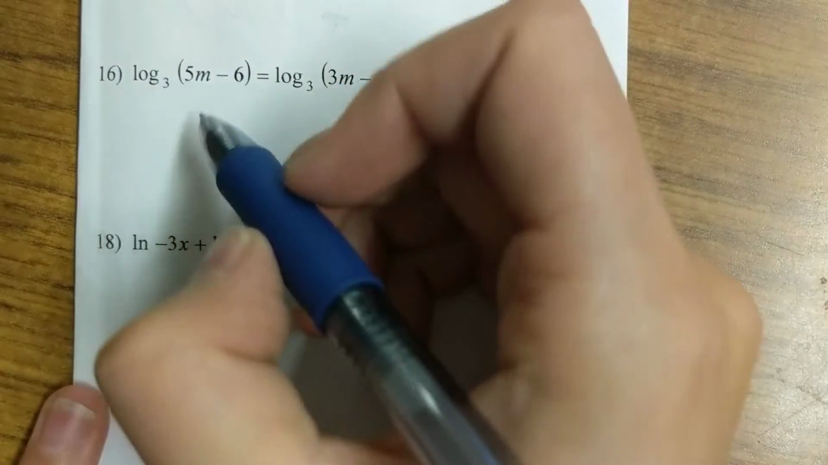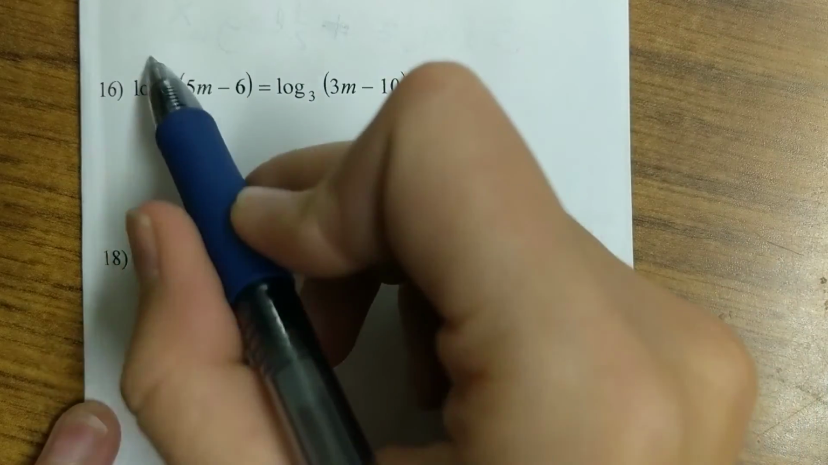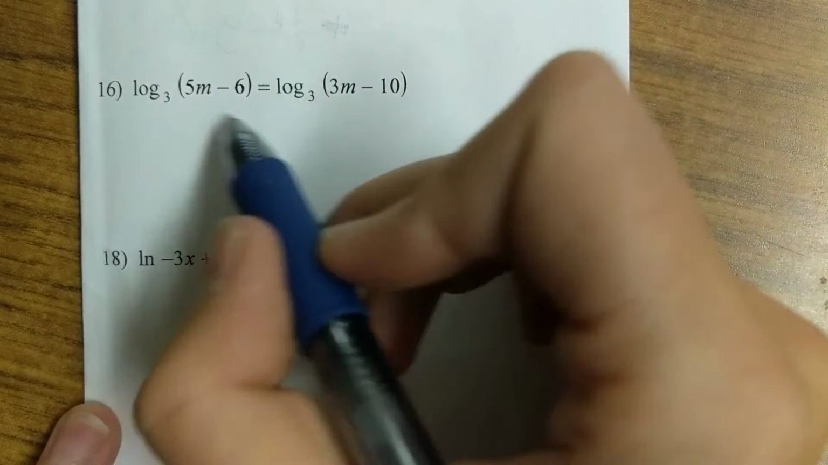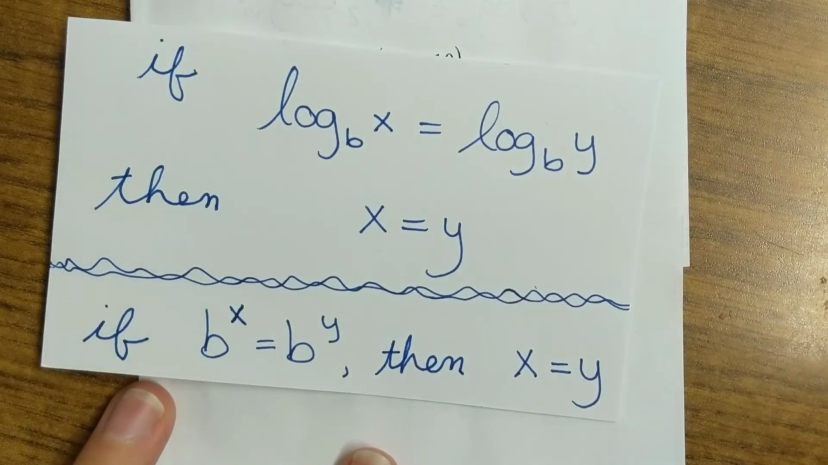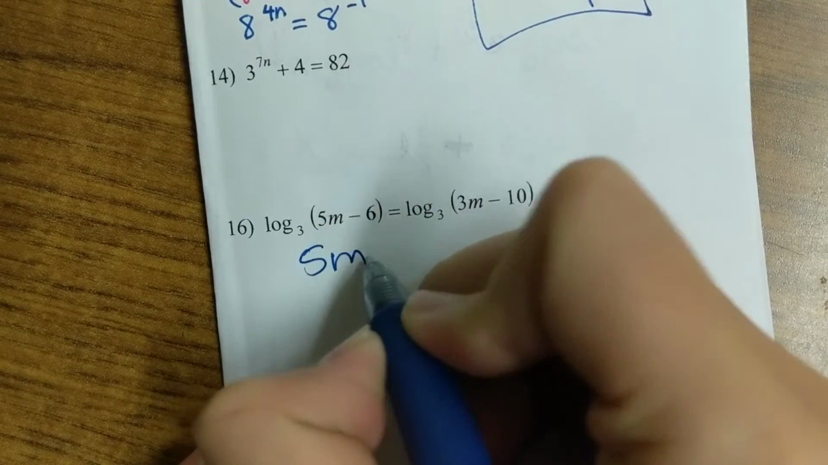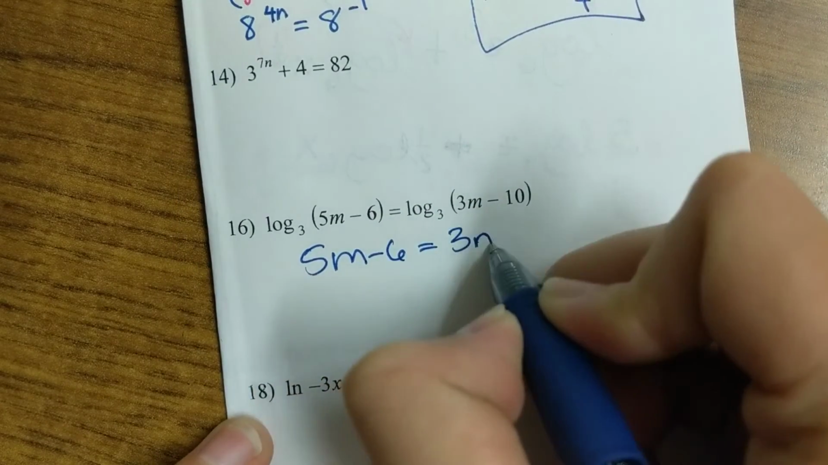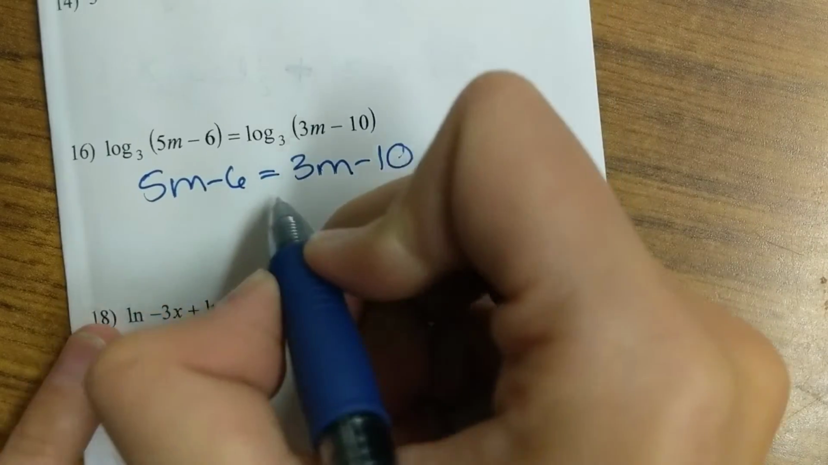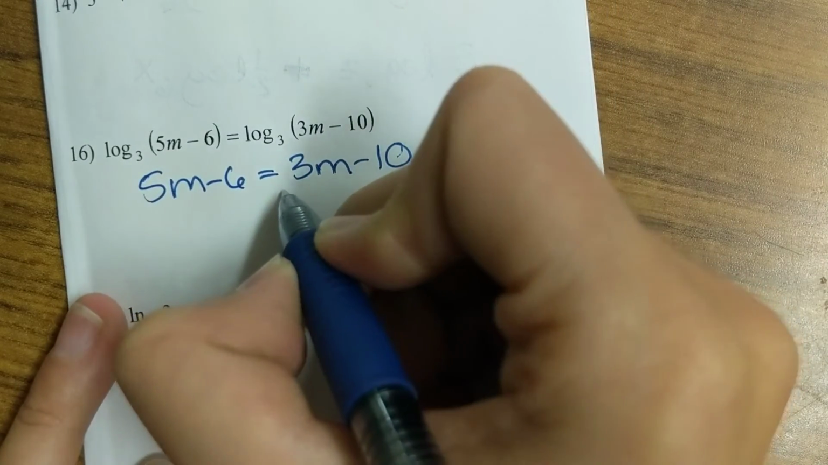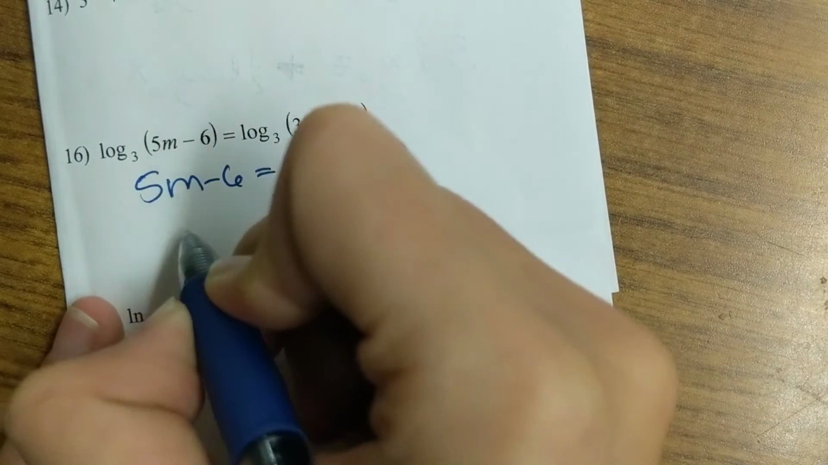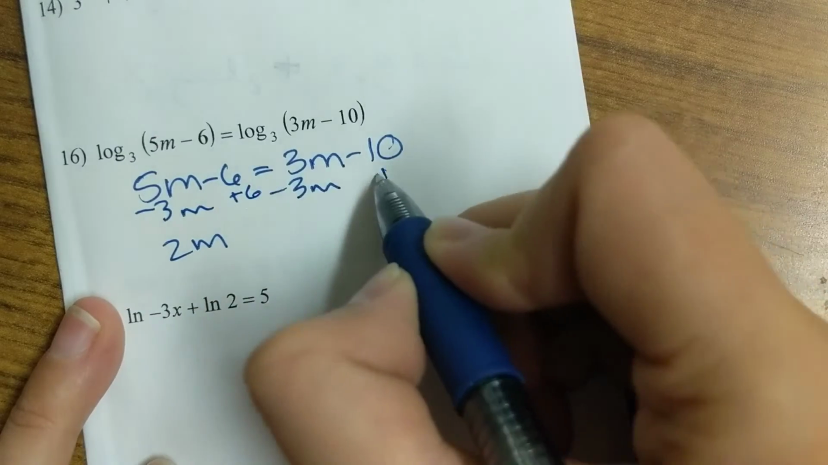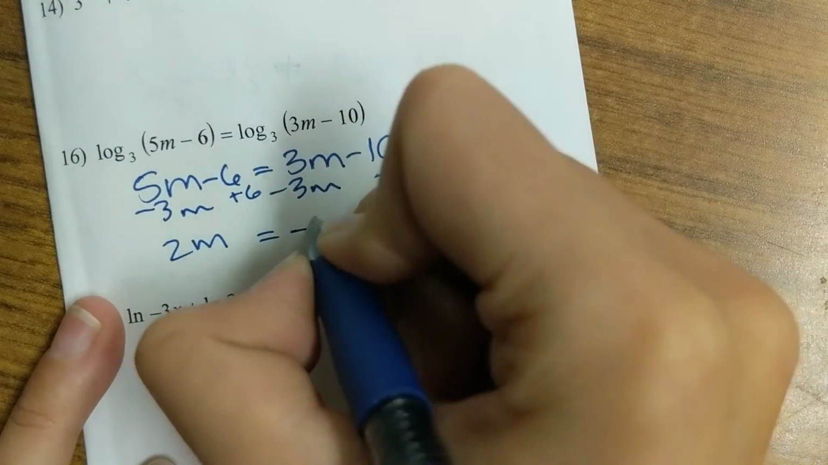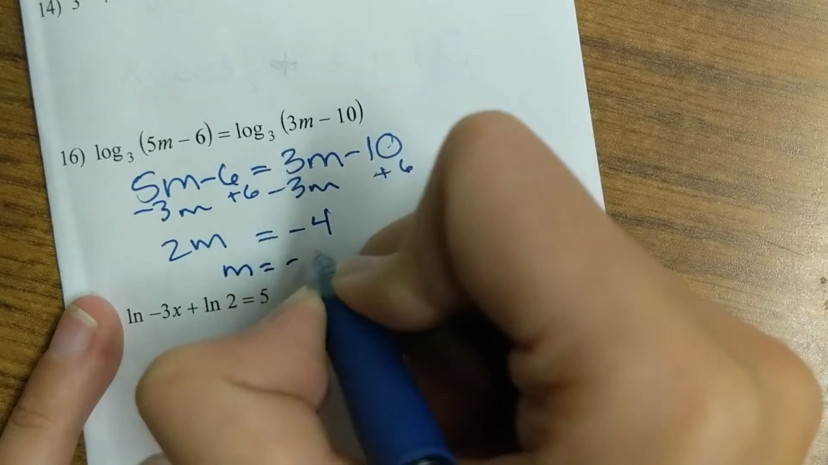All right. So, number 16, we've got the same log on both sides. So again, if log base b of x is equal to log base b of y, then x equals y. Okay, so 5m minus 6 is equal to 3m minus 10. So I'll subtract 3m on both sides. So that's 2m. And then we'll add 6 on both sides, so that is negative 4. M equals negative 2.